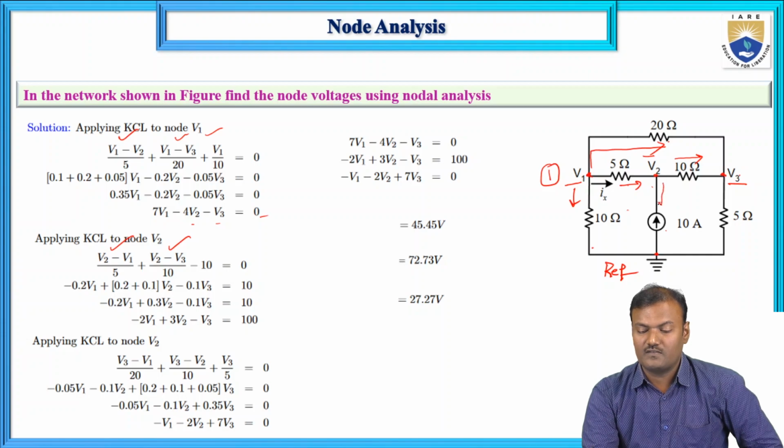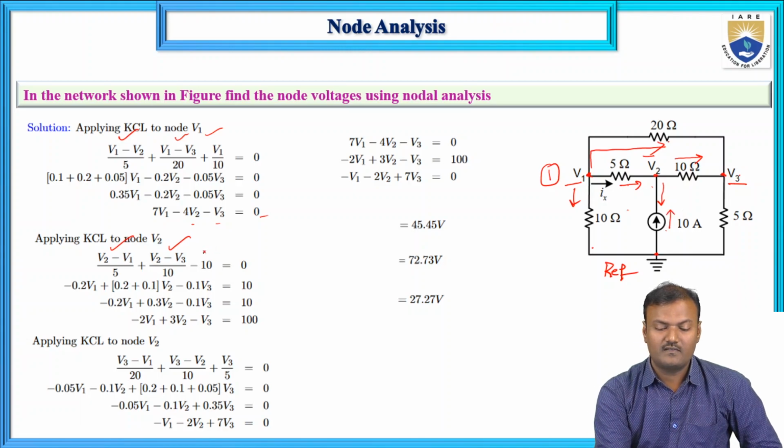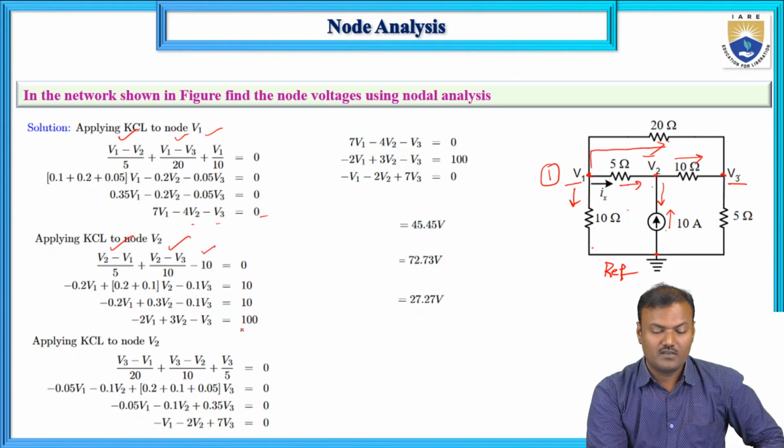The assumed direction is in this way and the actual direction of the current is in the opposite direction, so it is written as minus 10. After simplifying this equation with three variables, we get minus 2V1 plus 3V2 minus V3 is equal to 0.